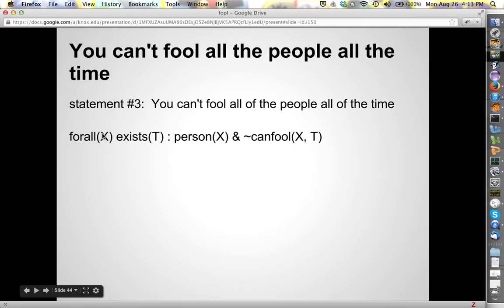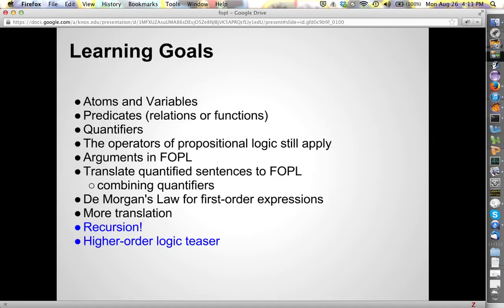So every person has a time that they can't be fooled at. You can't fool all the people all the time. And you could argue that these don't precisely capture the sentiment of these statements, but it's a reasonable approximation.